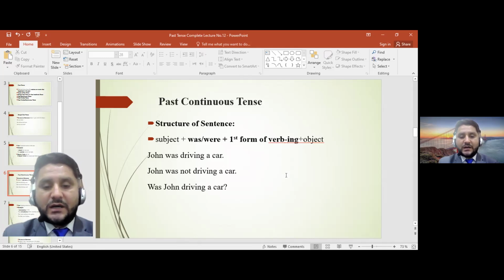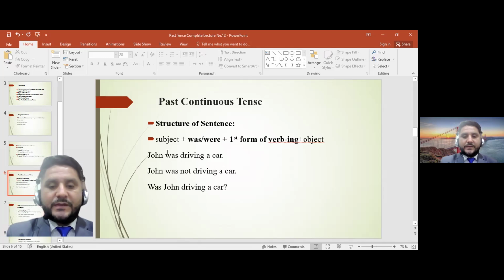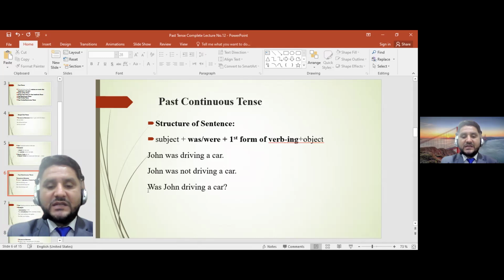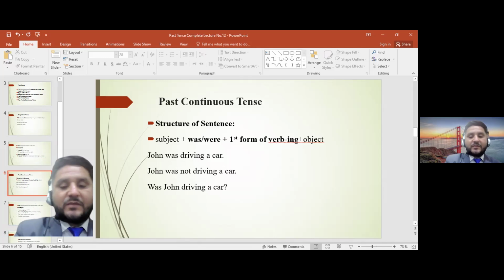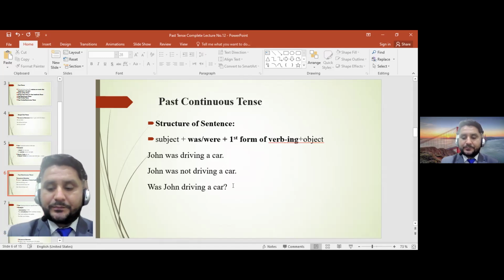Here we discuss through examples. John was driving a car. John was not driving a car. Was John driving a car? So simply, was driving is past continuous. In negative, we use the negative marker not between was and the main verb, the first form of verb plus ing. And in interrogative, we place was in the beginning, then the subject, and then the first form of verb plus ing. That's the structure of positive, negative, and interrogative sentences. We have to follow the exact structure.